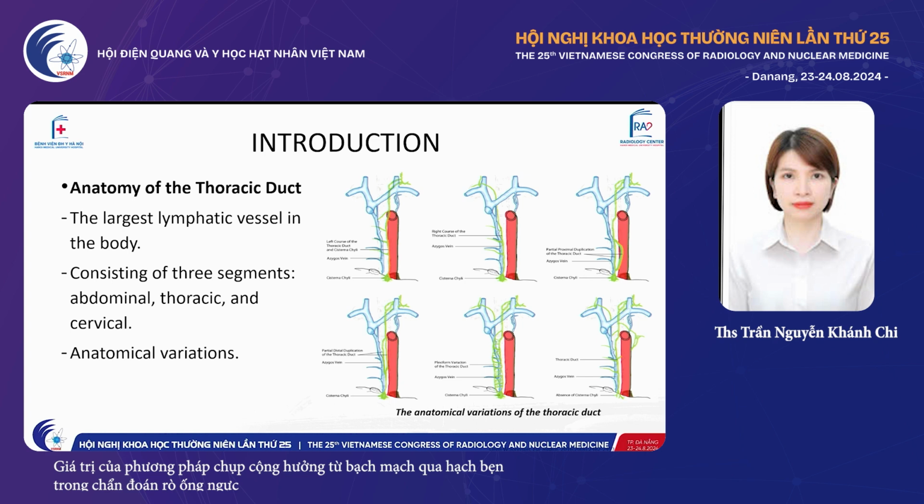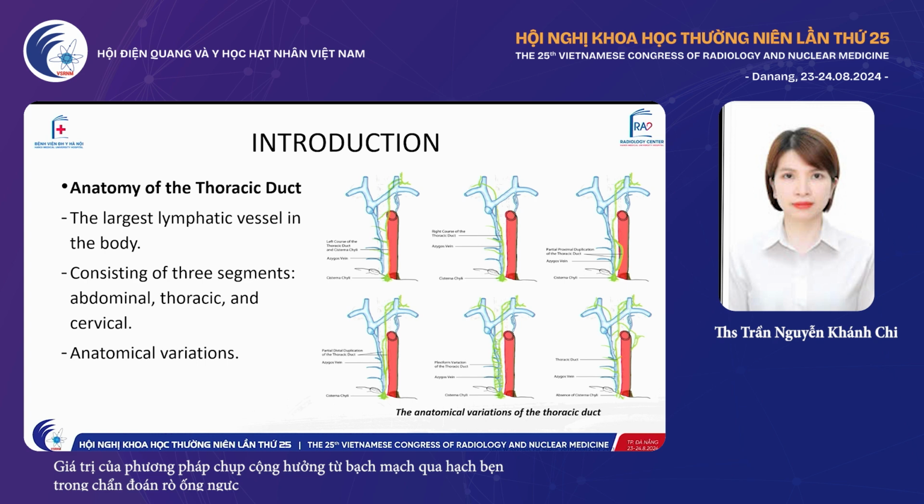The thoracic duct exhibits numerous anatomical variations. There are 6 main variations. First is complete left side of the thoracic duct. With this variant, we must be careful when approaching the cisterna chyli because it is too close to the aorta. The second is right side complete of the thoracic duct. This can be considered as a normal anatomy.